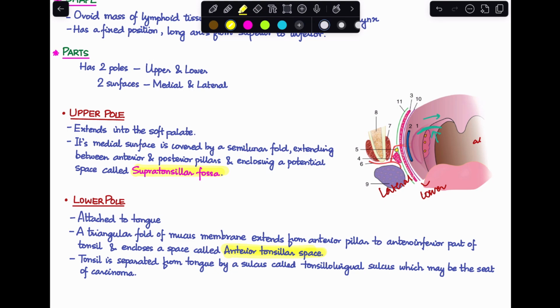And lastly, the tonsil in its lower pole gets separated from the tongue by a sulcus which is known as the tonsillolingual sulcus. And a clinical importance, an applied anatomy point over here, would be that this tonsillolingual sulcus can actually be the seat of carcinoma in patients.